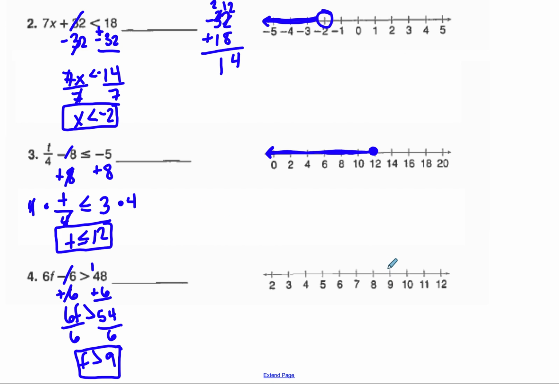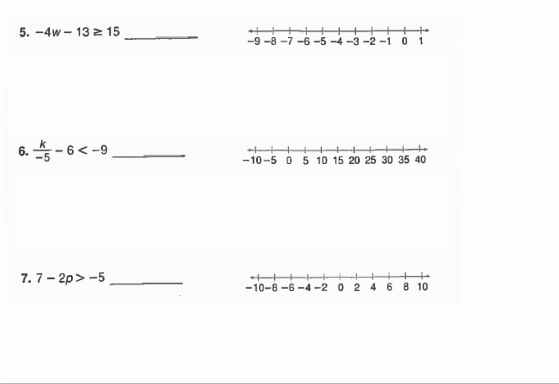All right, so greater than, I'm going to be shading to the right, open circle, it cannot equal 9. My inequality sign stayed the same. Don't forget your arrow when you're shading here. My inequality stayed the same because I only divided by a positive number. All right, here are 3 more for you to try on your own. Go ahead and pause the video and try these 3 on your own.